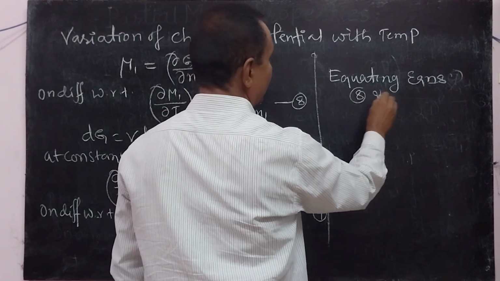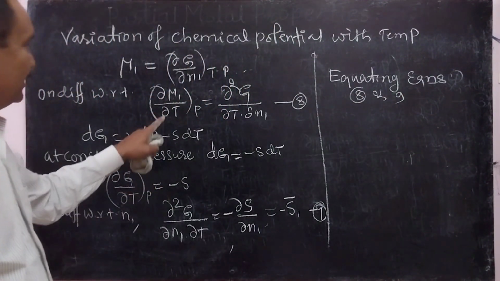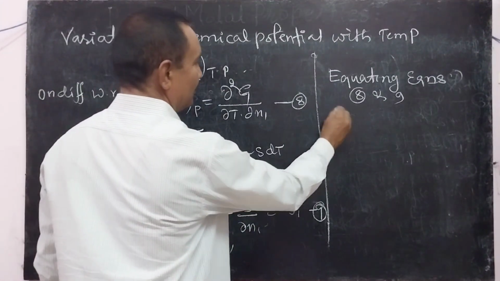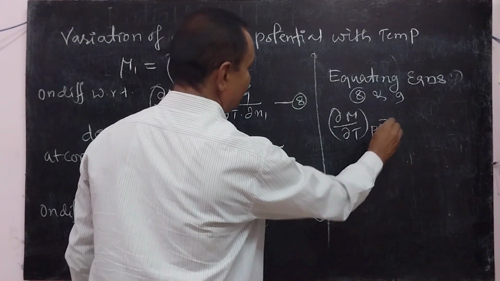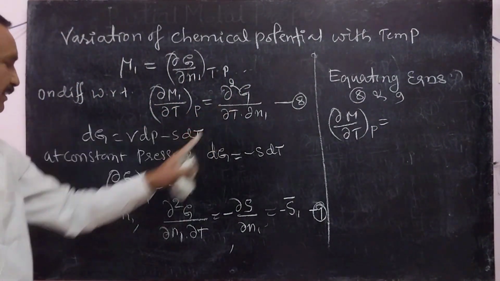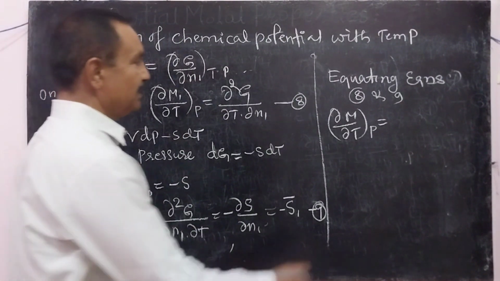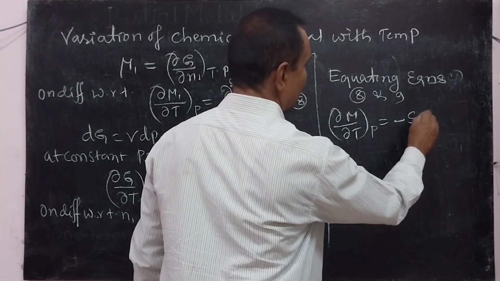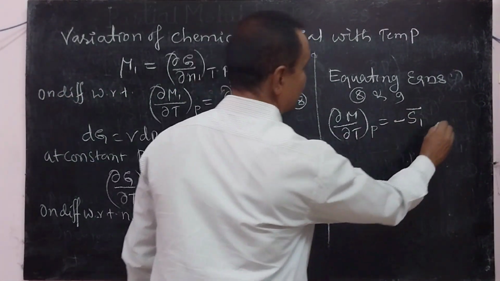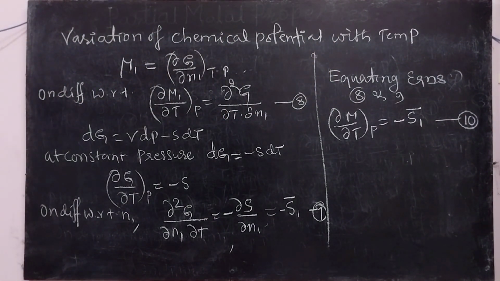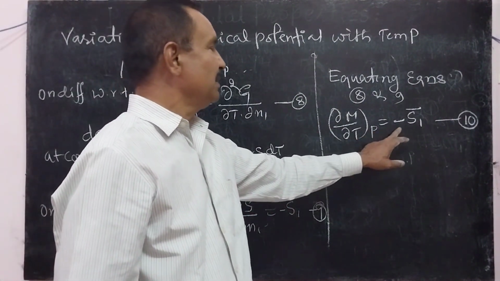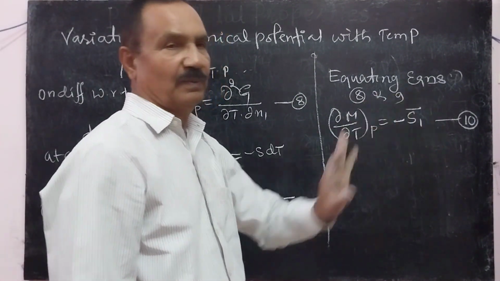what we get? ∂μ/∂T at a constant pressure equal to minus S1 bar. Suppose this is equation 10. What it shows? The variation of chemical potential with the temperature at a constant pressure is nothing but the negative partial molal entropy.